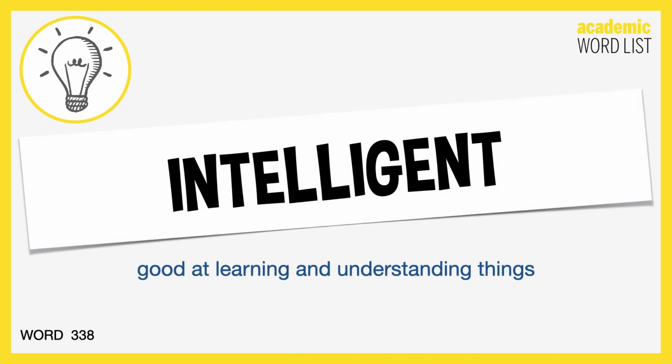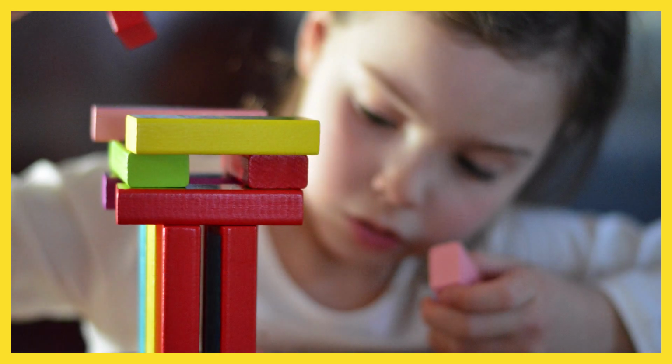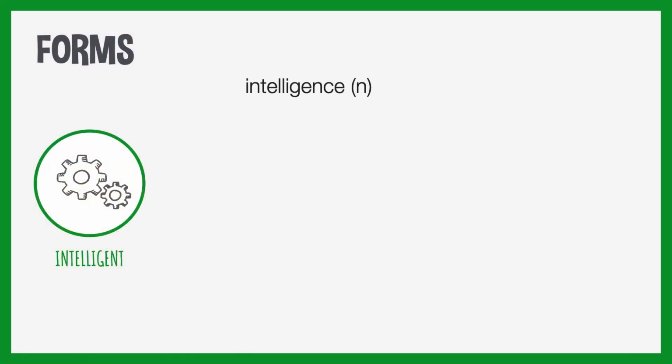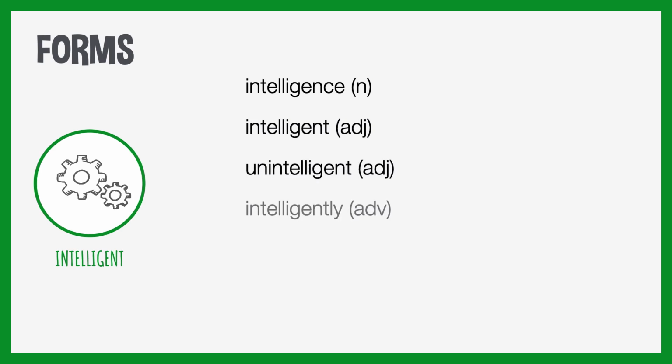Intelligent, which is good at learning and understanding things. Can also mean somebody who knows lots of things. For example, she is a very intelligent student and is able to learn quickly. Intelligence is a noun form, intelligent an adjective. Unintelligent is the opposite, intelligently the adverb form.